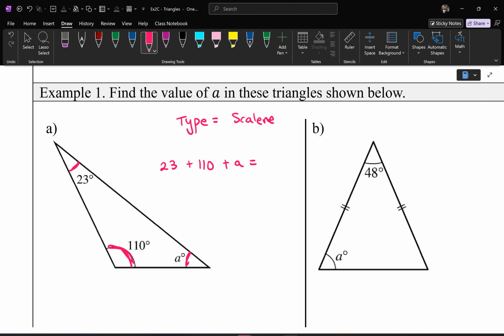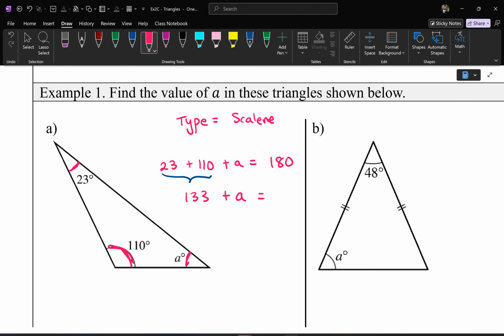If you add all the angles in a triangle, they all must add up to what? 180. Very good. So now, if you think about it, 23 plus 110 plus 8 must equal 180. Well, let's work this out. 23 plus 110 gives you what? It would be 133. 133, good.